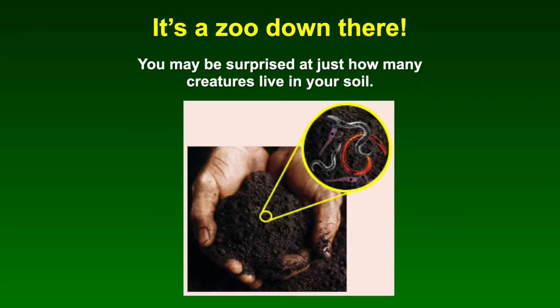Total weight of all the little creatures in the top 30 centimetres of the soil in an average garden is about 700 grams per square metre.